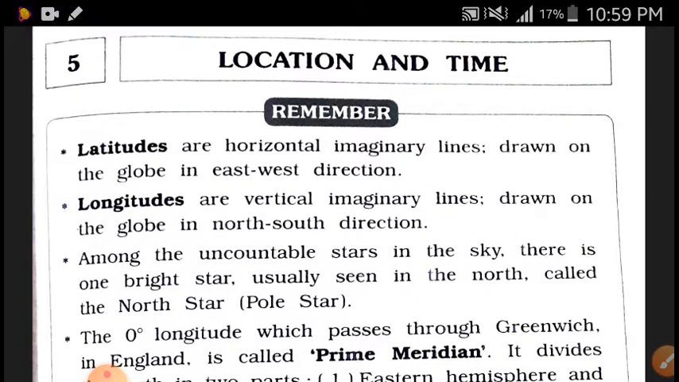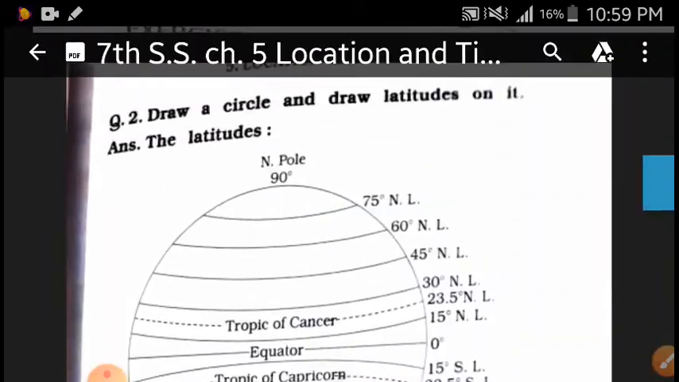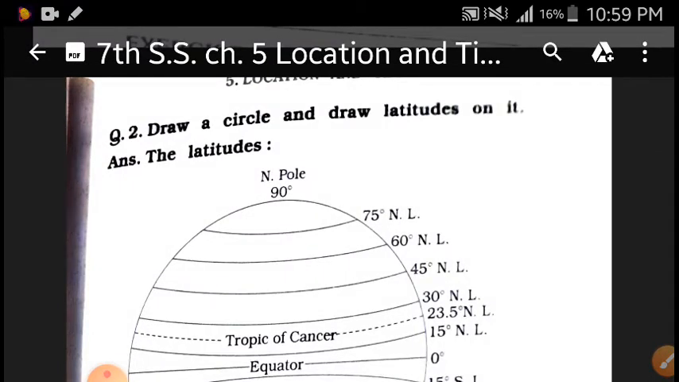First we'll learn about latitudes and longitudes. Latitudes are horizontal imaginary lines drawn on the globe in the east-west direction, and longitudes are vertical imaginary lines drawn on the globe in the north-south direction. Let us understand both terms by observing the figure of the globe of the earth. Here it is shown: draw a circle and draw latitudes on it.